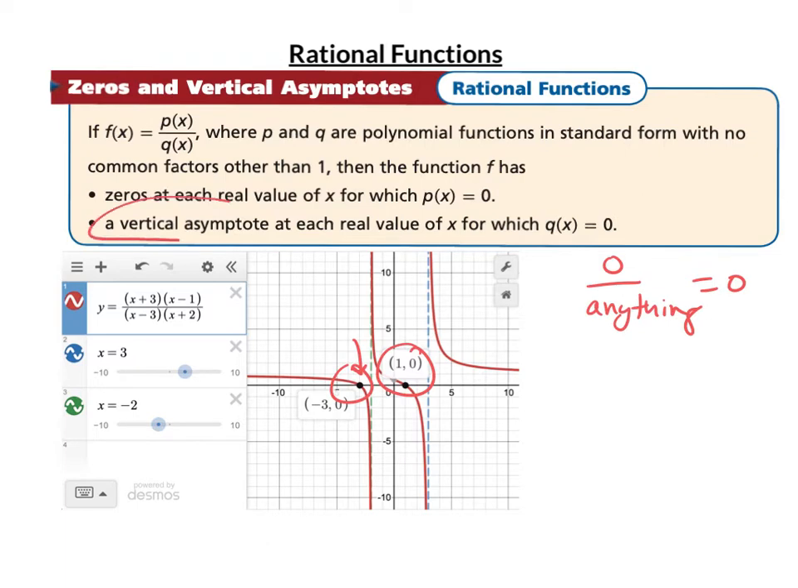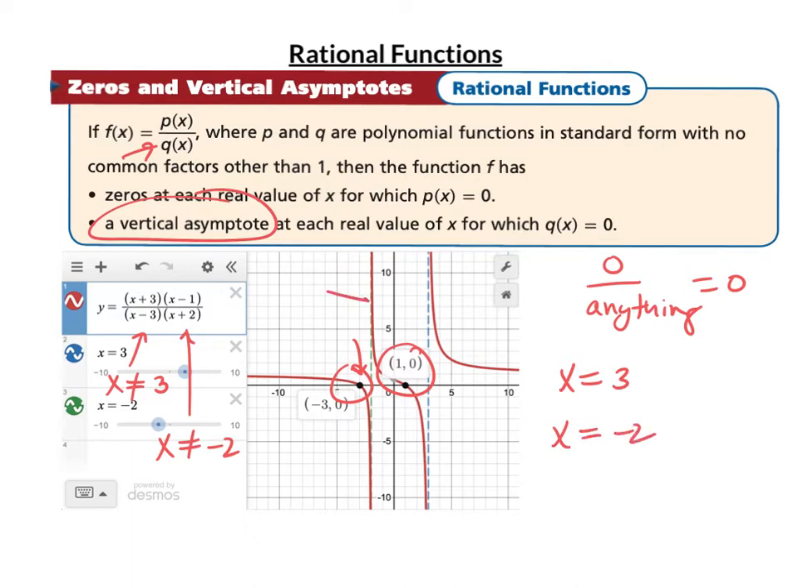Vertical asymptotes come from the bottom of the fraction. That's the q part. I can look at that fraction and see that x can't be 3 because 3 minus 3 is 0. And here I can see that x cannot be -2 because, again, I'd be dividing by 0. It's undefined at that point. That means I'm going to get vertical asymptotes at x equal 3 and at x equal -2.